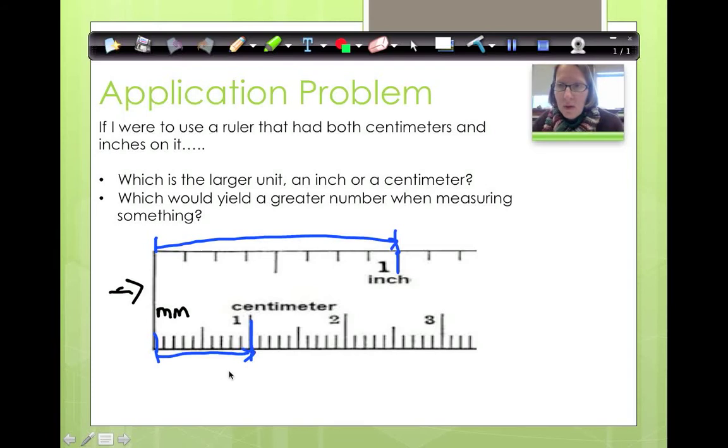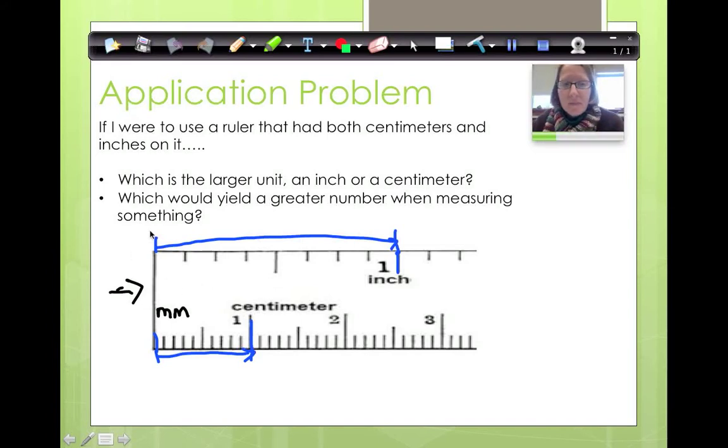Can you see that on your ruler? So which unit is larger? Is 1 inch larger or 1 centimeter? Well, that's pretty obvious, isn't it? Easily. 1 inch is a lot bigger than 1 centimeter. In fact, if you look, 1 centimeter is just a little bit less than half of an inch.